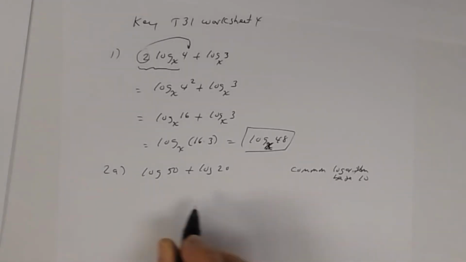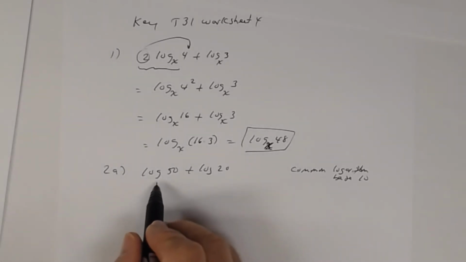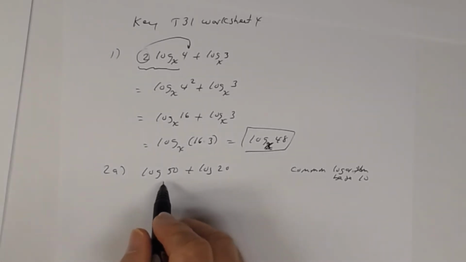So there's no base. It's understood to be 10. Not 1, because the base can never be 1. It makes no sense. It's not defined for base 1. All right, so that's base 10.